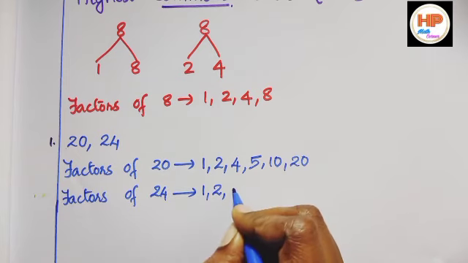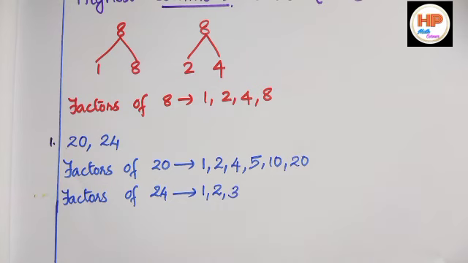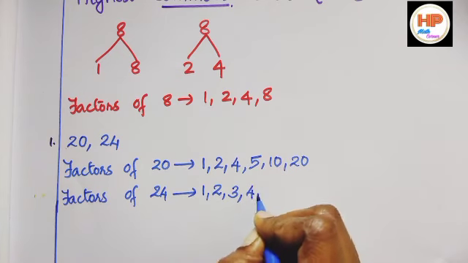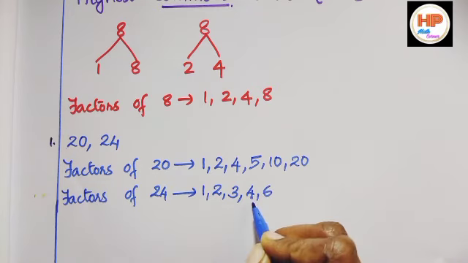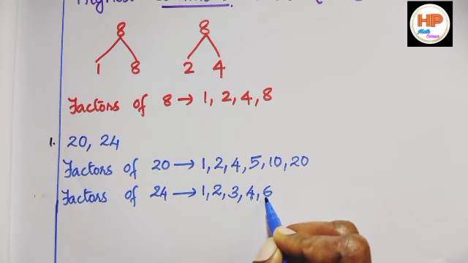So 24 is also a multiple of 3. Then what about 4? Yes, it is also possible. Then is 5 a factor of 24? No. Next, 6. Yes, we know that 6 4s are 24. Here we got 4 6s are 24.